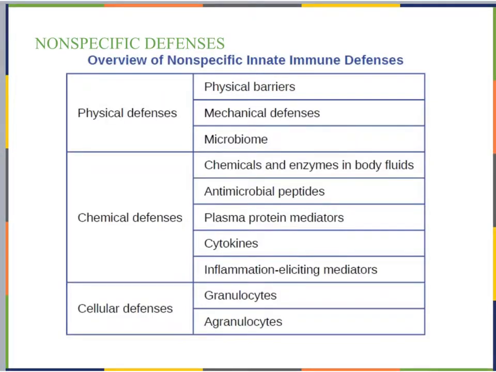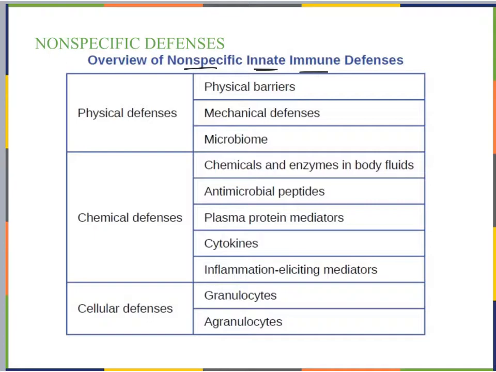When we're talking about non-specific defenses, we're talking about non-specific innate immune defenses, which means these are things that we are innately born with or have when we're born. This is not something that is accumulated over time. This is just something that exists as is. And that's what we're talking about here in chapter 17. In chapter 18, we're going to be talking about our adaptive immune defenses.